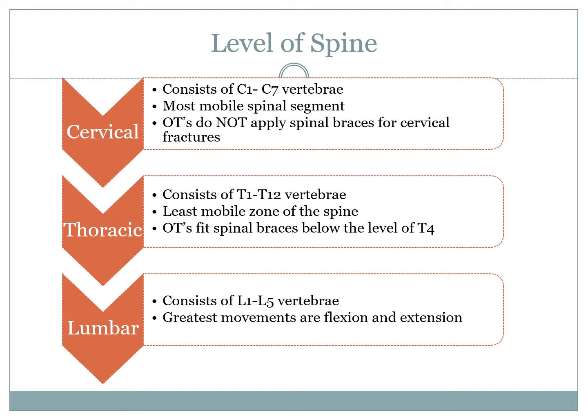The thoracic spine consists of the T1 to T12 vertebrae. It is the least mobile zone of the spine. OTs only fit the braces for some injuries or fractures below the level of T4. Anything higher than this level is fit by the orthopedic team. Then the lumbar spine consists of the L1 to L5 vertebrae. Its greatest movements are flexion and extension.